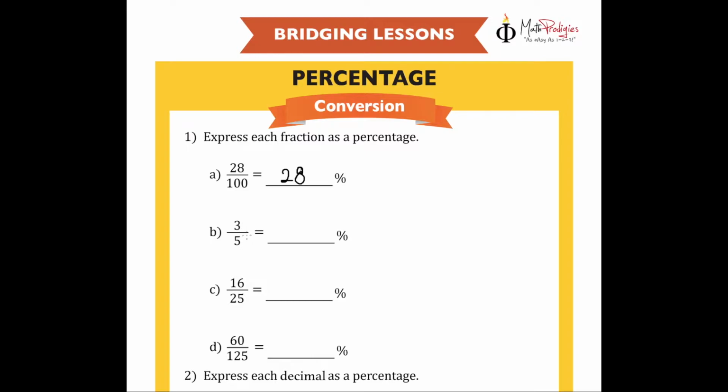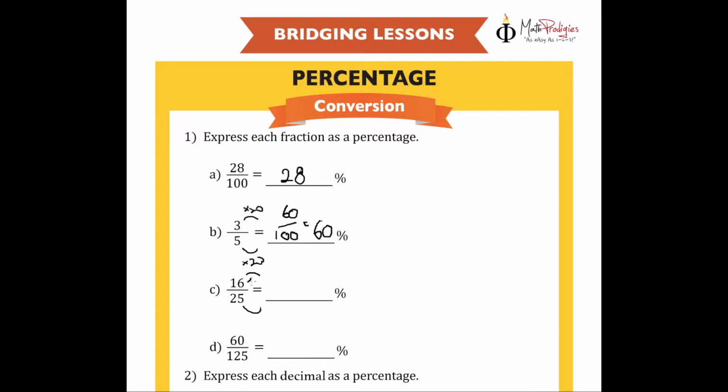3 out of 5. How to do this? 3 out of 5, we must multiply by what? That's right. Okay, multiply by 20. So if you multiply by 20, what do we get? By 20, the numerator becomes 60. The denominator becomes 100. So the answer is 60 over 100, which is 60%. Done.